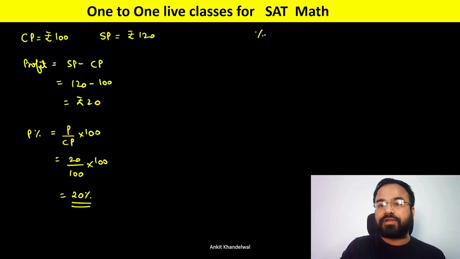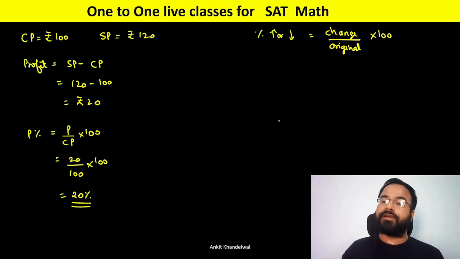And the formula for percentage increase or decrease is given by change divided by original multiplied by 100. Like if I'm asking what is the percentage increase from cost price to selling price, what is the change? 20 rupees is the change, with respect to what? The initial value was 100, so 20 divided by 100 multiplied by 100.